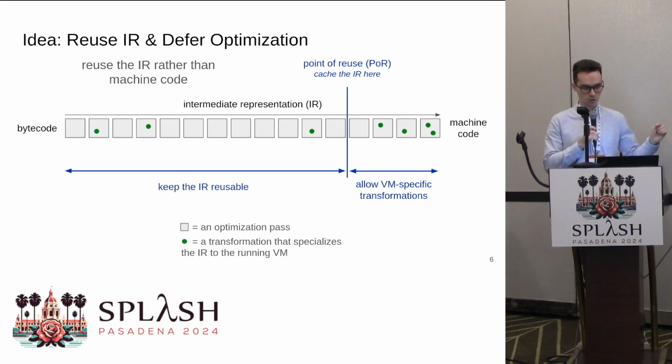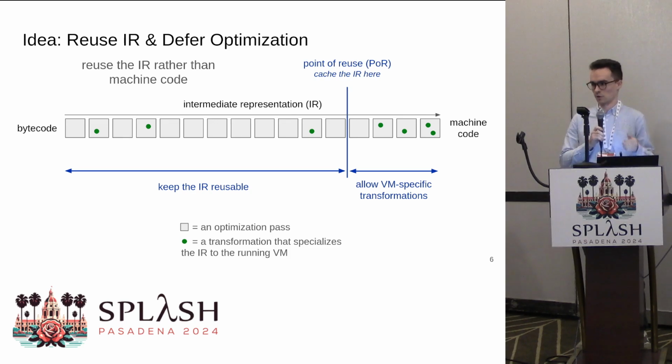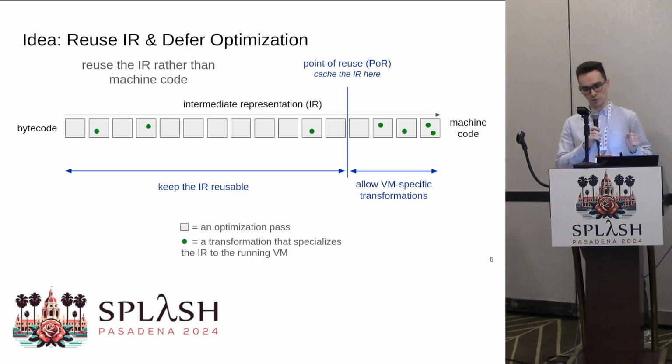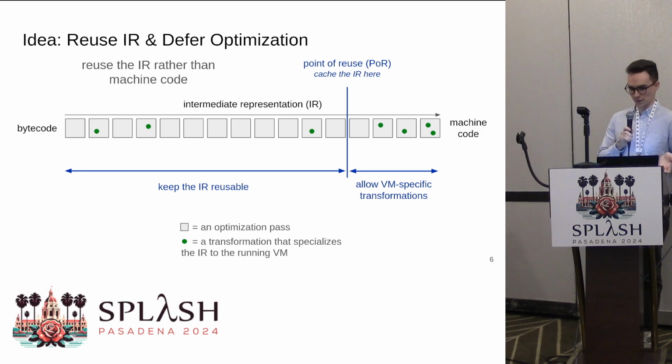We do one compilation like this where we cache the IR, and the next time we want to compile the same method for another VM instance, we start only from the point of reuse, and we basically apply the rest of the compilation pipeline. Starting from the point of reuse should be much faster than compiling from scratch.